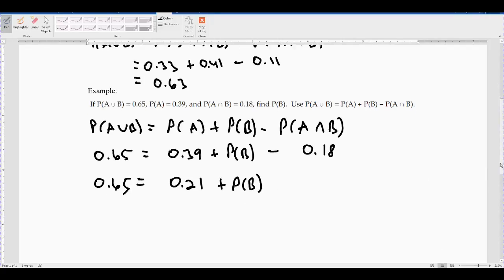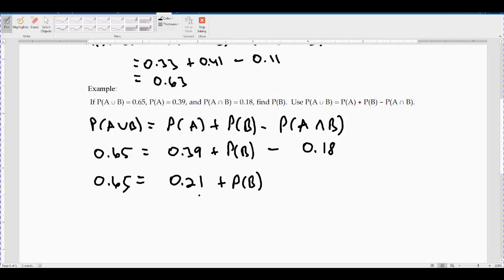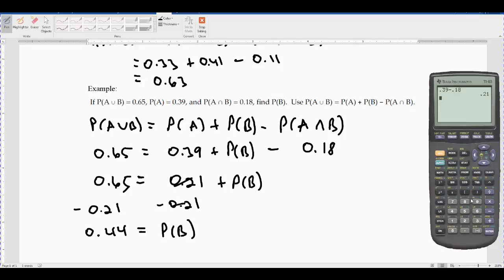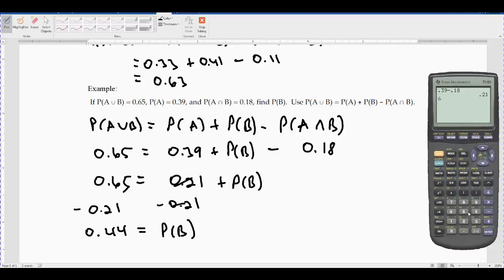And then, if you remember anything about algebra, you want to get the probability of B by itself, and this is being added at 0.21. So to eliminate the 0.21, you subtract 0.21. What you do to one side, you've got to do to the other. And that leaves us with, because that equals 0, 0 plus probability of B is probability of B. That leaves us with 0.65 minus 0.21, which is 0.44. If you don't believe me, let's just subtract it out. 0.65 minus 0.21. And we are done.